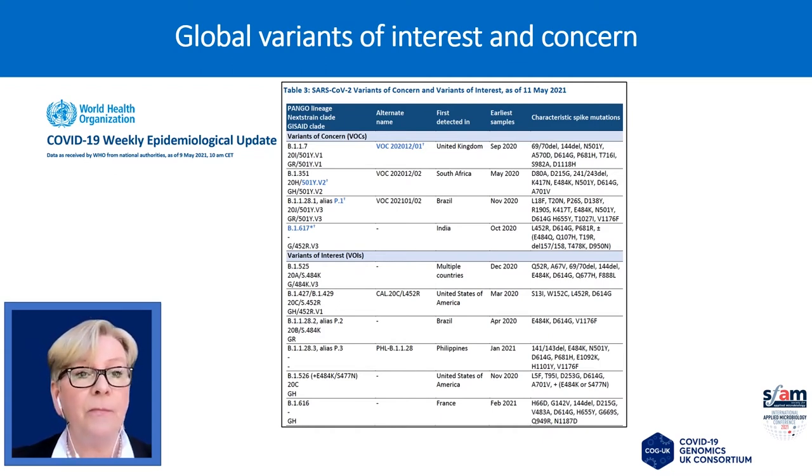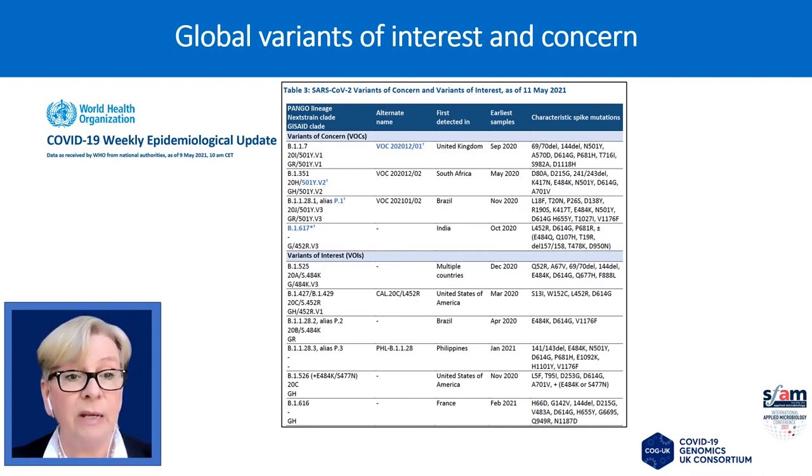You'll see at the top that there are four global variants of concern at the moment, and I'll be talking briefly about two of those before I go on to discuss in more detail the variant first detected in India, which I think is very relevant at the moment. And then there are variants of interest, which can be added over time, but also taken away over time if those variants actually become extinct on observation.